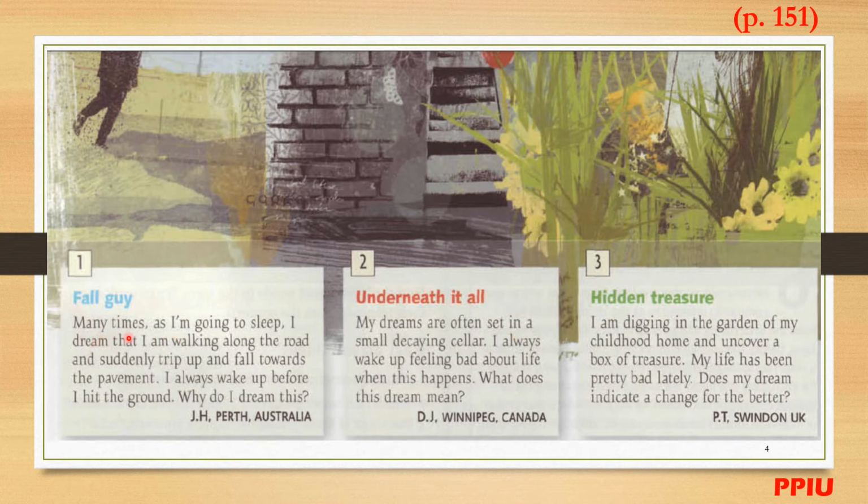Many times as I'm going to sleep, I dream that I am walking along the road and suddenly trip up and fall towards the pavement. I always wake up before I hit the ground. Why do I dream this? Okay, this is from Perth, Australia. So how can you interpret this?